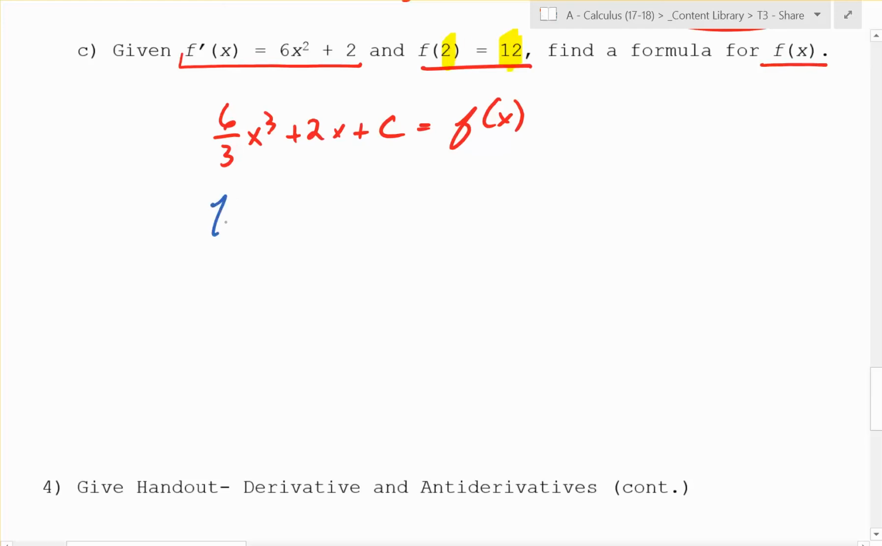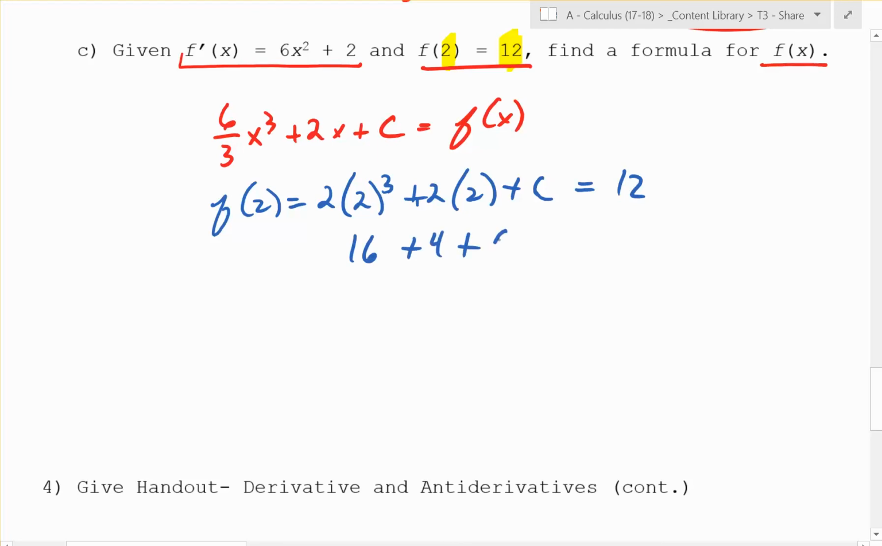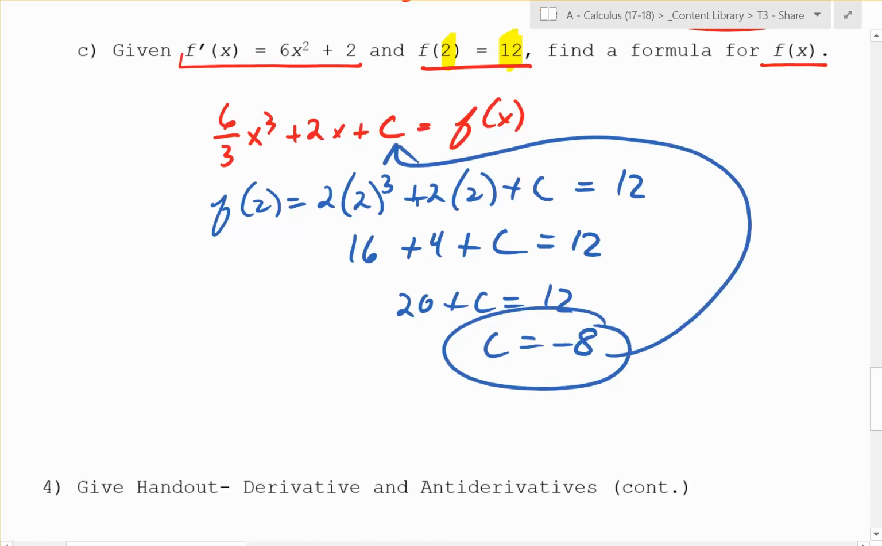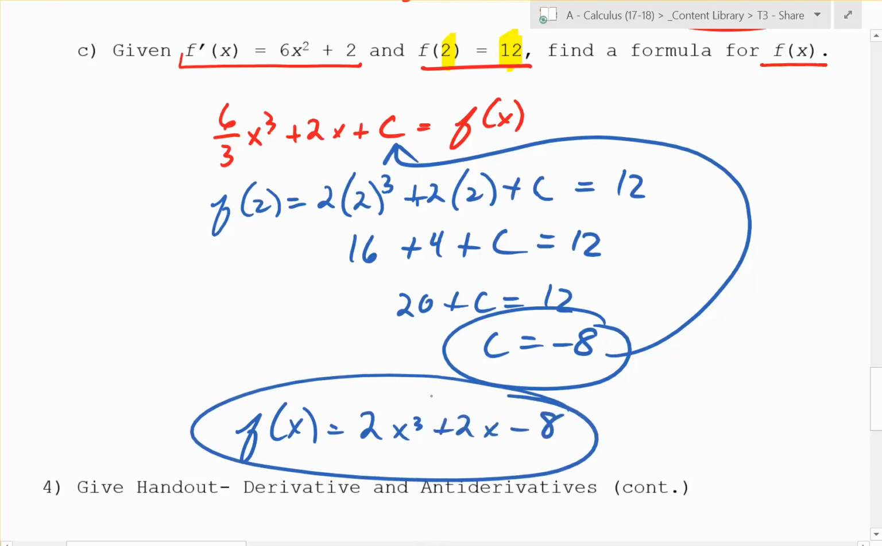So f of 2 is going to be, 6 over 3 is 2. F of 2 is going to be, plug in 2 there, so 2 cubed plus 2 times 2 plus c, and we know that's equal to 12. 2 cubed is 8, so it's 16 plus 4 plus c is equal to 12. So 20 plus c is equal to 12, so c is equal to negative 8. If you take that, you plug it in there, so now you know that f of x is equal to 2x cubed plus 2x minus 8. Right there, just searching for the constant.